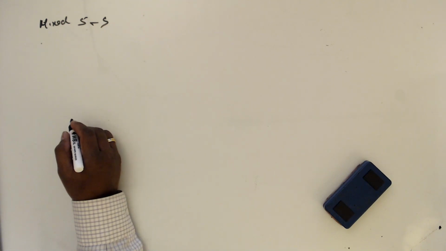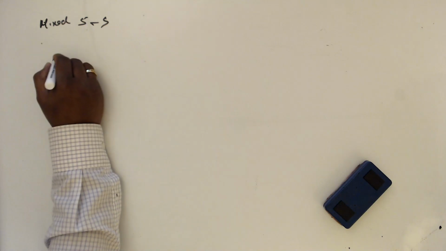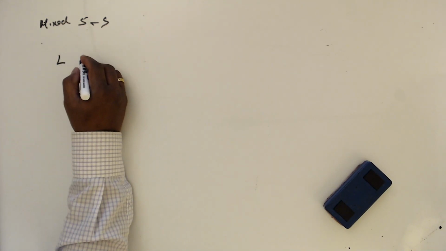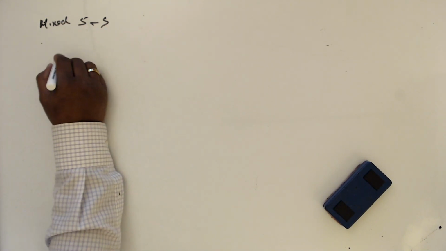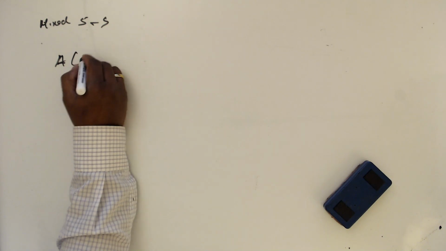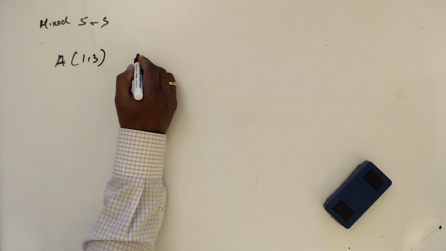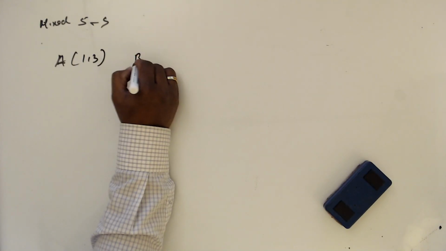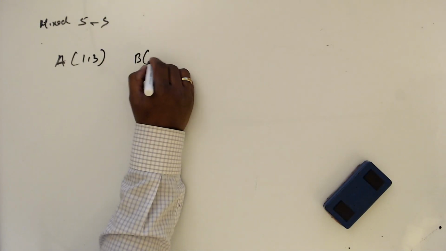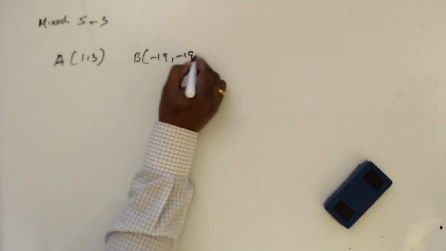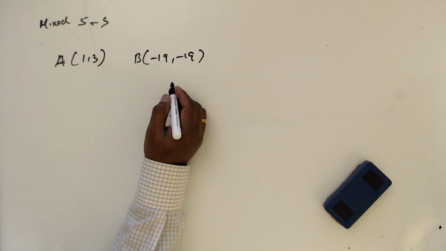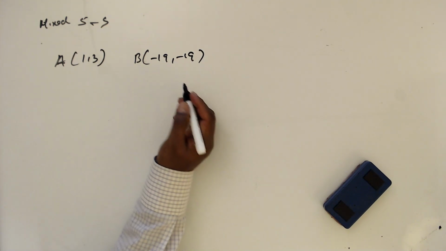Question number 5. Line L passes through points (1, 3) and B (-19, -19). Find the equation.